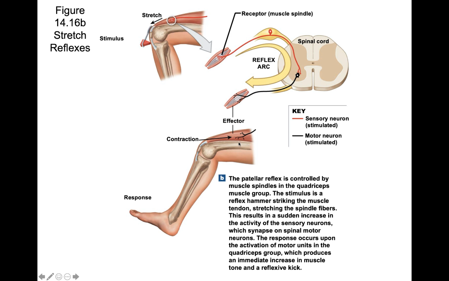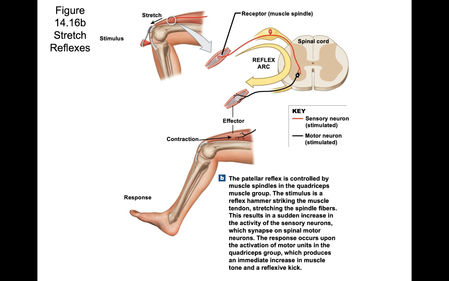This is showing you the patellar reflex. So when they tap on your knee and your knee moves. They tap on your knee with a hammer, and that's going to cause stretching of the muscle spindle fibers. And that increases the sensory neuron activity that's going to take the sensory information here. And your spinal cord is going to process the information. It's going to send a motor command that's going to cause the knee to move. So the response is going to produce a reflexive kick. So your knee's going to kick back.